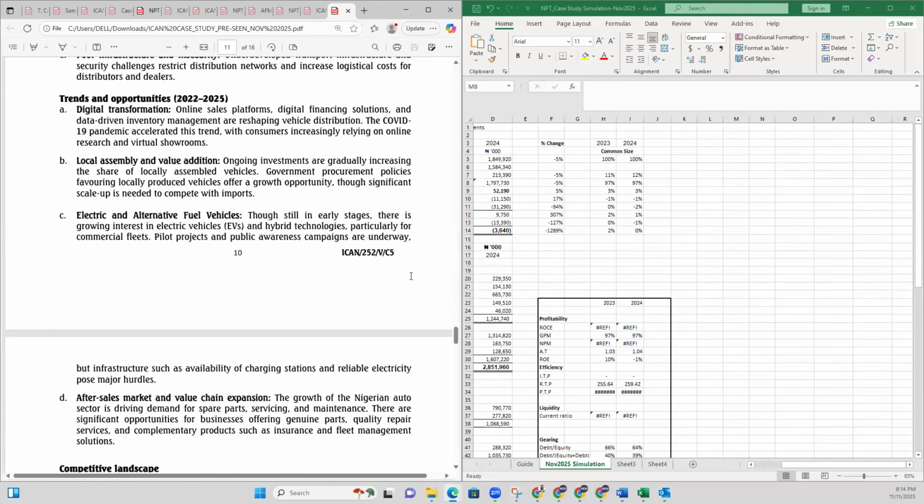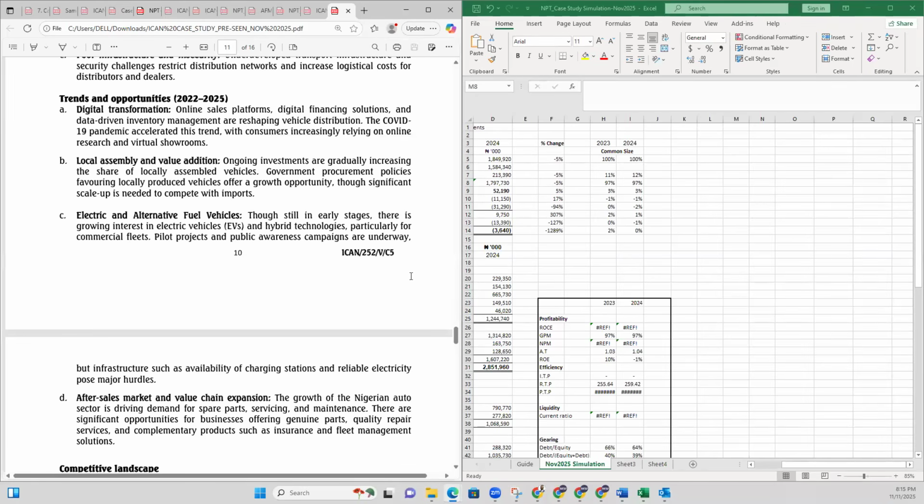B. Local assembly and value addition. Ongoing investments are gradually increasing the share of locally assembled vehicles. Government procurement policies favoring locally produced vehicles offer a growth opportunity, though significant scale-up is needed to compete with imports.